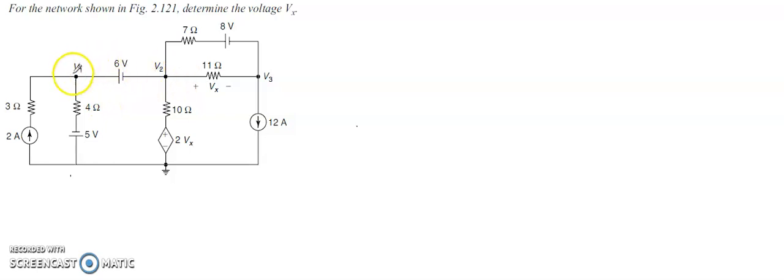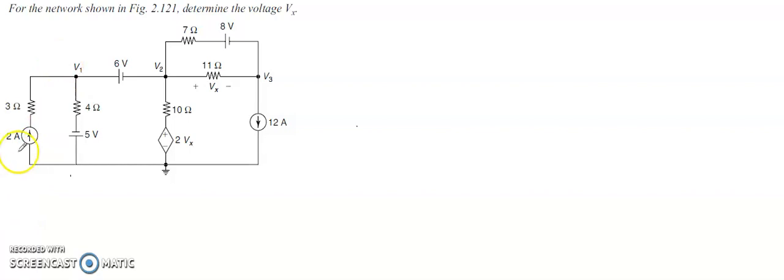In this branch there is a 6 volt source. For this particular branch we cannot write the current equation. For that we take these two nodes together and make them a single node and write the KCL, and this concept is called a supernode. So I will explain it better while we are doing this problem.